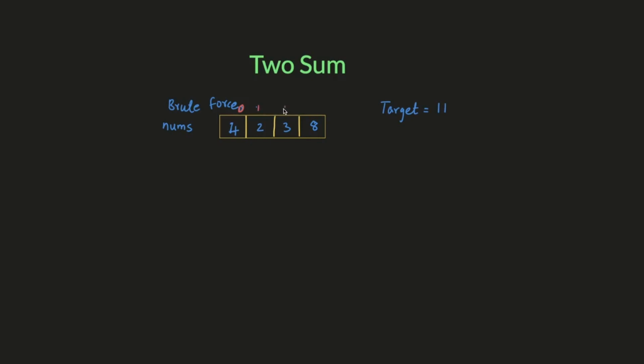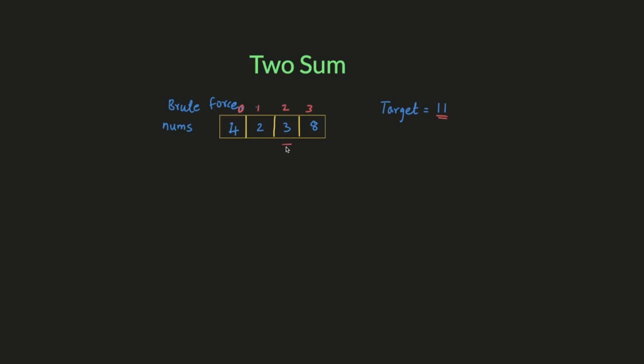So here we have our indices. The brute force way is that you take each element in the array and add it with every other element, like 4 plus 2 is 6, 4 plus 3 is 7, 4 plus 8 is 12. Then again you go to the next element. 2 plus 4 is 6, 2 plus 3 is 5, 2 plus 8 is 10. So you didn't get the target. Target is 11 in this sum, so we're looking for 11.